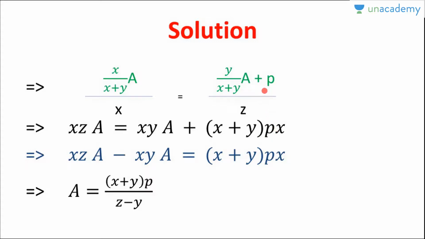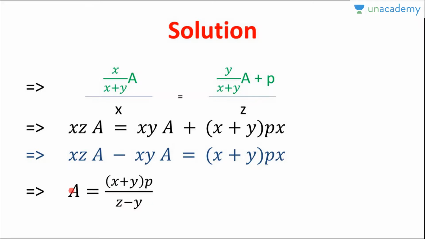There is very basic mathematics that we have applied here. Just write this as p upon 1, take the LCM x plus y, and you will get this relation. It's very easy to understand. Now shift this xy into a to the LHS and take x and a as common, and then you will see that the x will be cancelled from both sides. Finally, you will be left with A is equal to x plus y times P upon Z minus y.